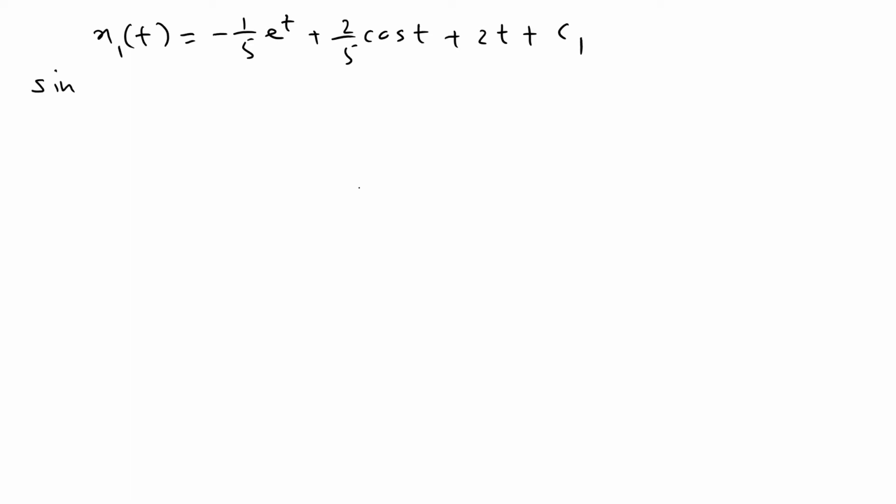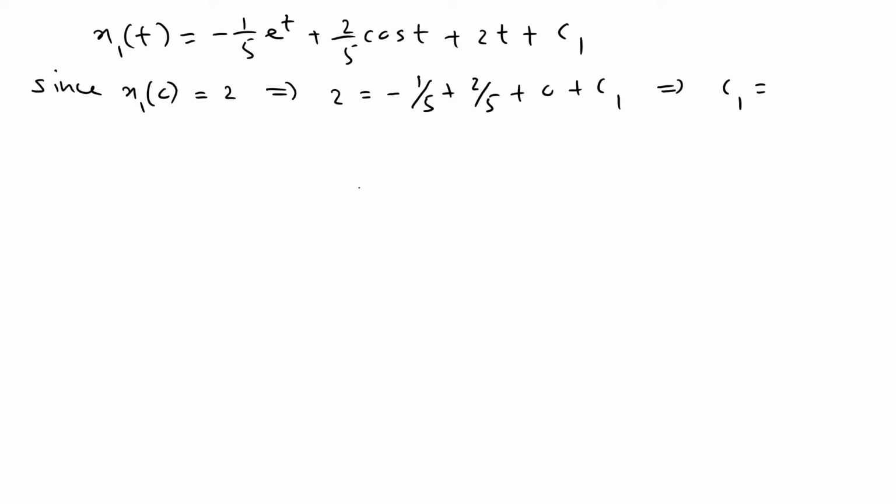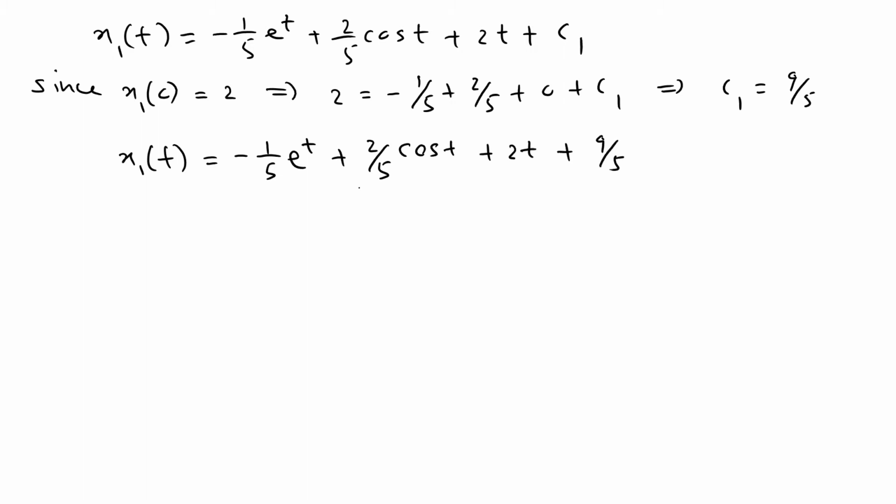So since x1(0) equals 2, we can see that 2 equals, just plug in t equals 0, negative 1/5 plus 2/5, because the cosine of 0 equals 1, plus 0 plus c1. This says that c1 equals 9/5. So this is going to give you x1 completely. So x1(t) is, now you can plug in the values: negative 1/5 e^t plus 2/5 cosine t plus 2t plus 9/5.